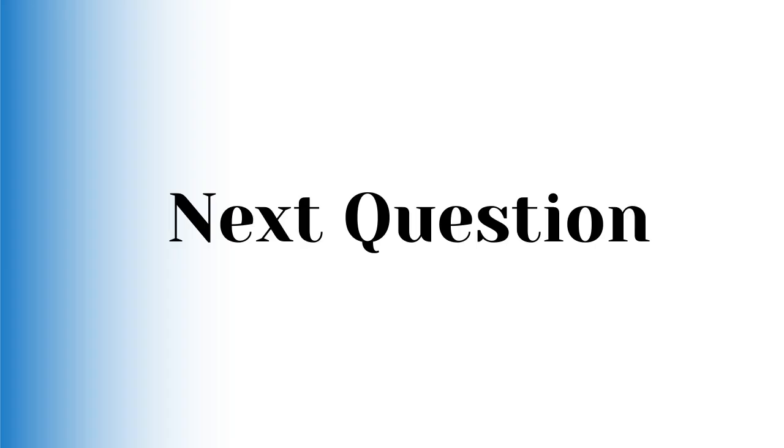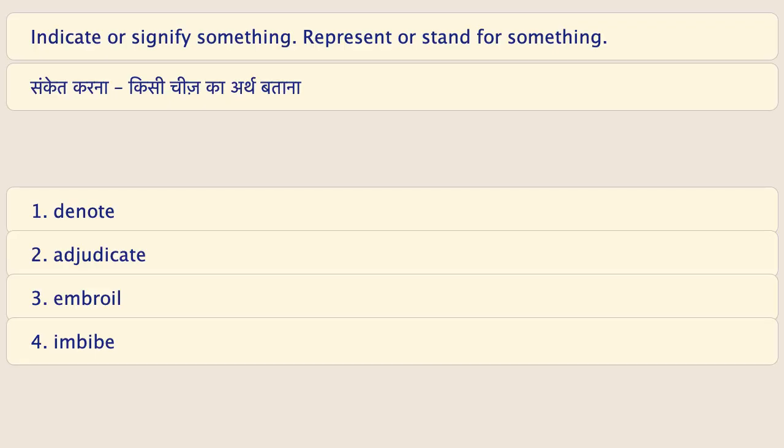Next question. Indicate or signify something. Represent or stand for something. संकेत करना, किसी चीज का अर्थ बताना. Now, let us proceed to evaluate the options for this question. Which word aligns most closely with the stated definition?